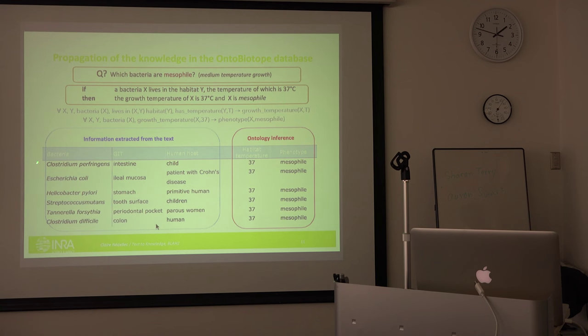If we apply this inference, this rule, to the information that we extracted from the text, then for all these bacteria, we learn a new phenotype that we didn't have before, which is mesophile. This kind of information is very important for biologists, because it is this kind of phenotype that helps them to analyze the interaction of the bacteria with its environment, and then it can be linked to the role of the genes.